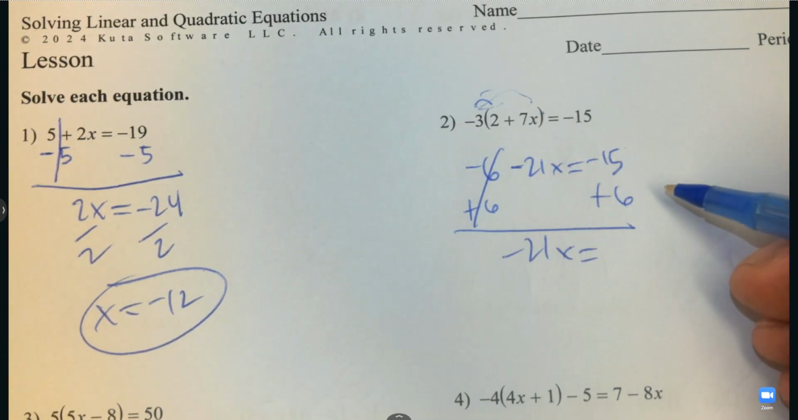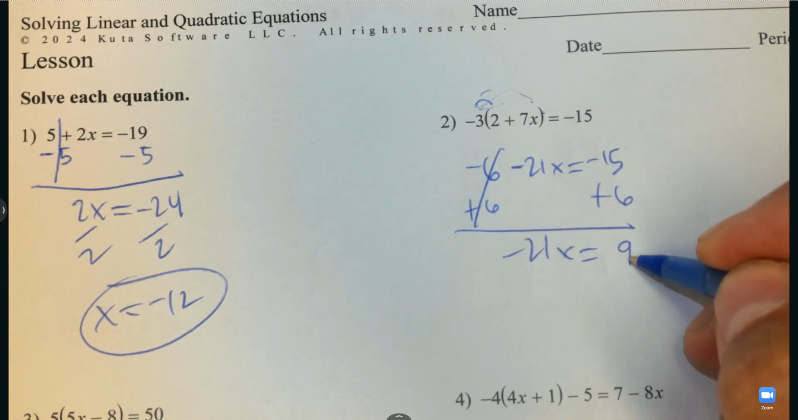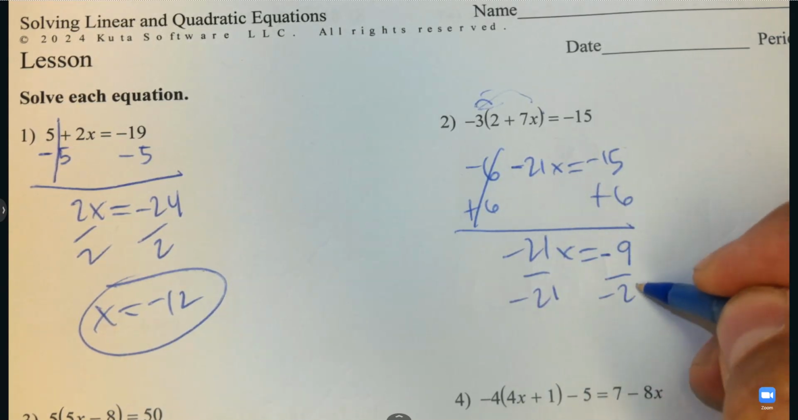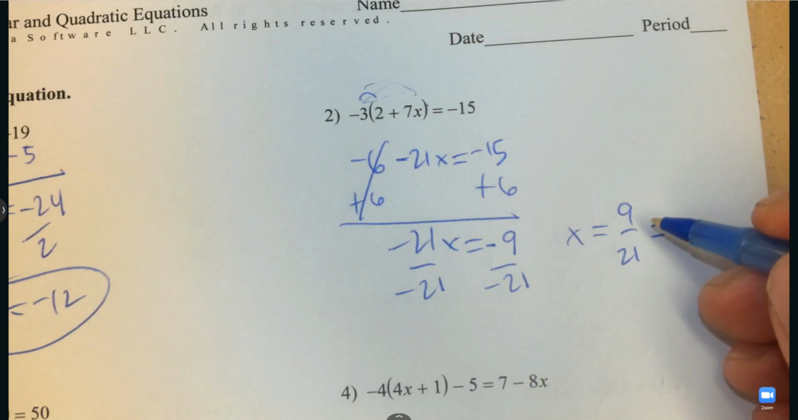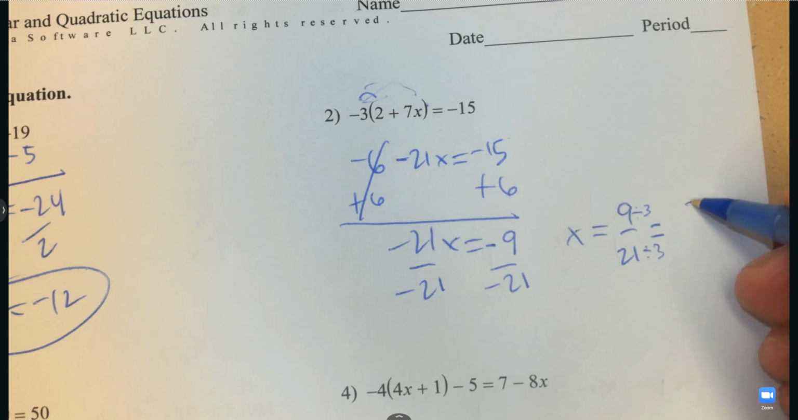Now, when the signs are different, you're subtracting. What's 15 take away 6? And because we have more negatives, it'll be negative 9. Then divide by negative 21. And that's a fraction, which is fine. A negative divided by a negative is positive. Divide by 3, and you get 3 over 7.